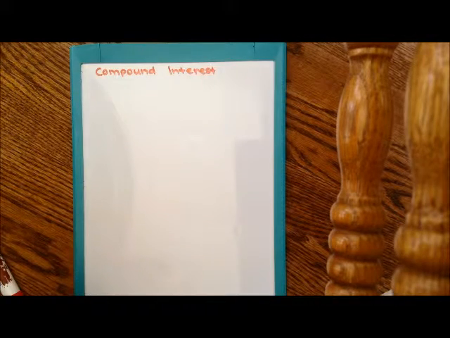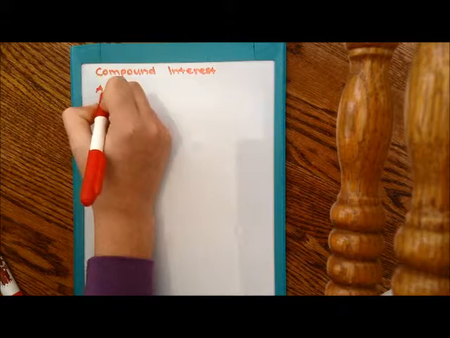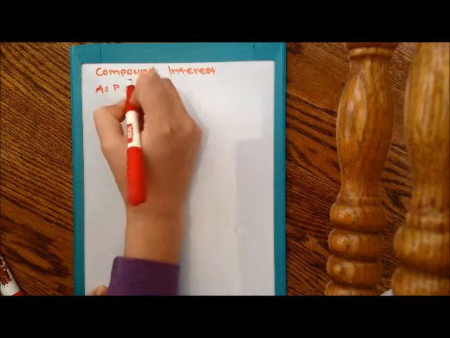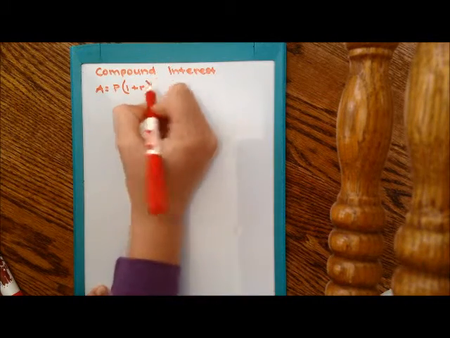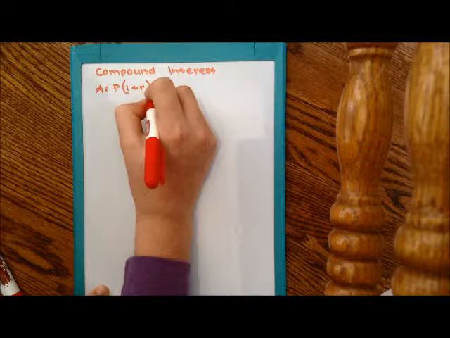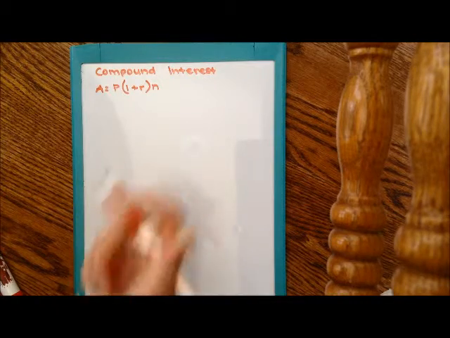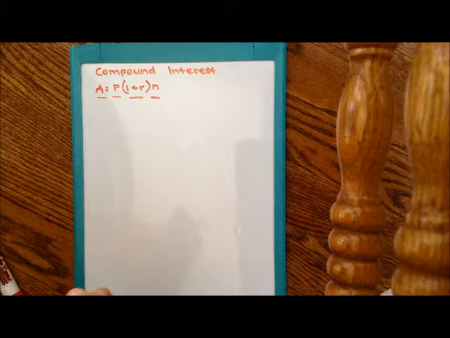So the formula for compound interest is A, which is just the amount, equals P times (1 plus R) to the N. So we have to figure out what each of these terms means.